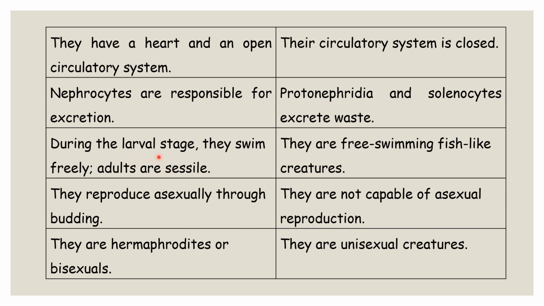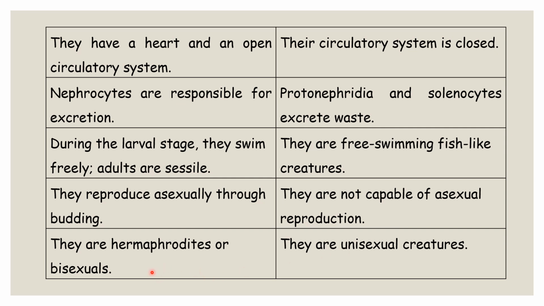Urochordates exhibit a larval stage, that means indirect development, and the larvae are free swimming forms, but the adults are completely sessile. In cephalochordates, there is no larval form, and the adults are completely free swimming. Urochordates reproduce asexually as well as sexually. But cephalochordates don't exhibit asexual reproduction; they reproduce only sexually.